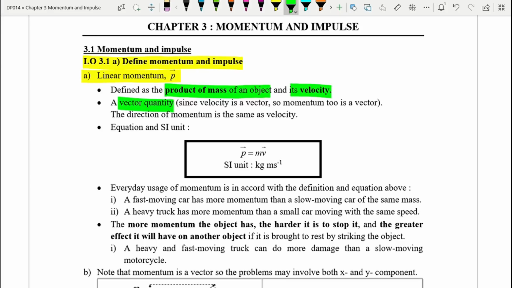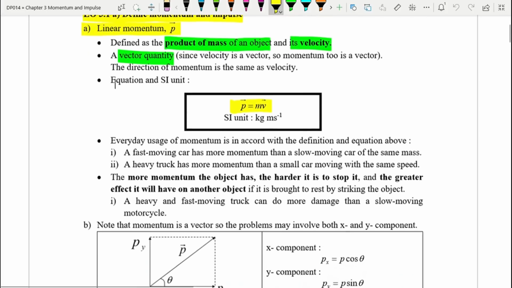Okay, now, since kita tahu momentum adalah relation between mass of an object and the velocity, so mathematically, kita boleh define momentum as P equals mass times velocity. The unit of mass is kg and velocity is m s^-1. So we have the final unit for momentum in SI unit, which is kg m s^-1. Okay, so next, let's look at the application of momentum in our daily life.